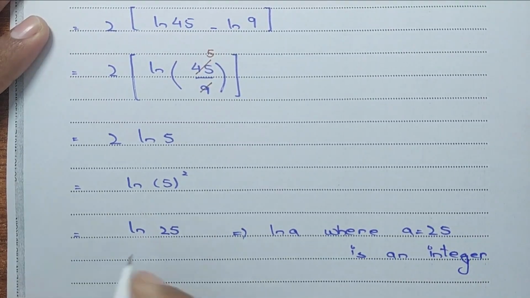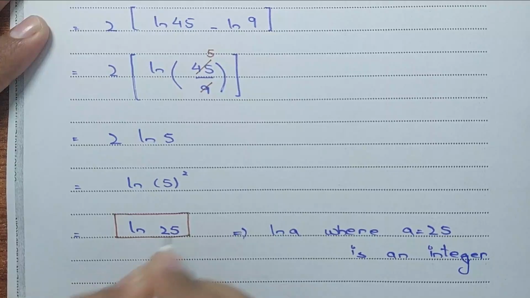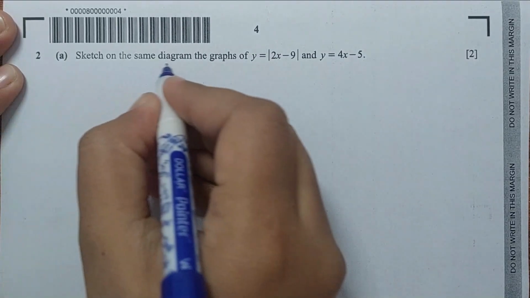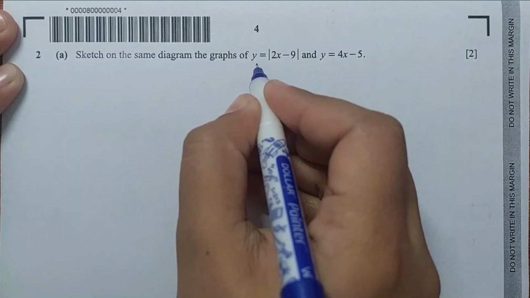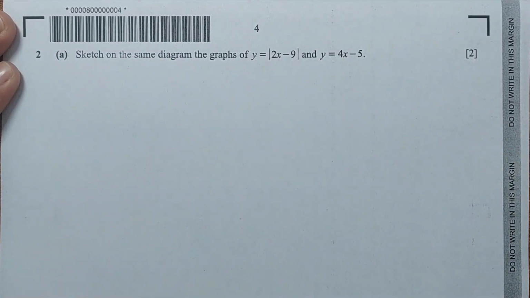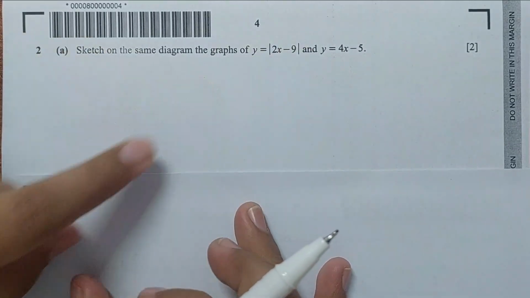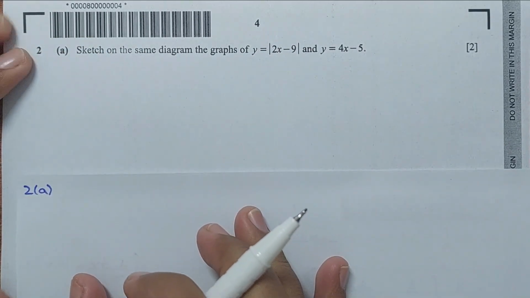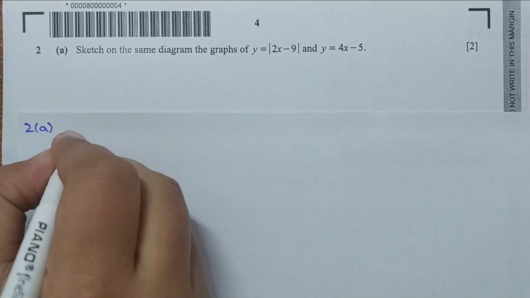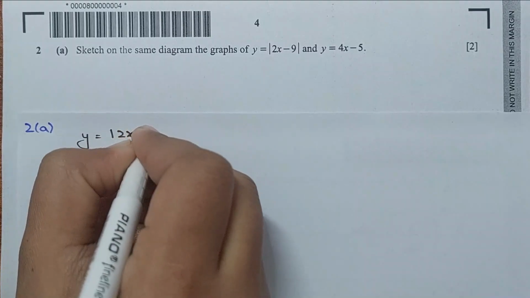Alright, now this is in the exact form we need: natural log of 25. Question number 2 part A, sketch on the same diagram the graphs of the absolute function and the linear function. Okay, right. Let me show you guys the sketch of these two functions separately, and then I will sketch on the same diagram after. So the first function is y equals the absolute value of 2x minus 9.